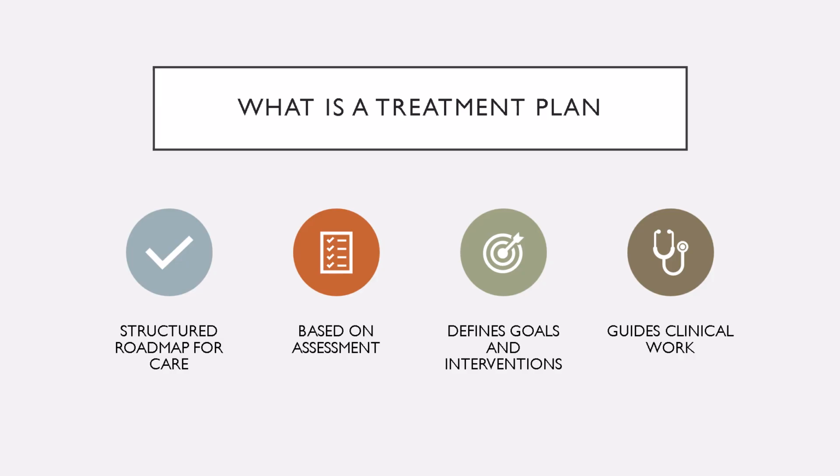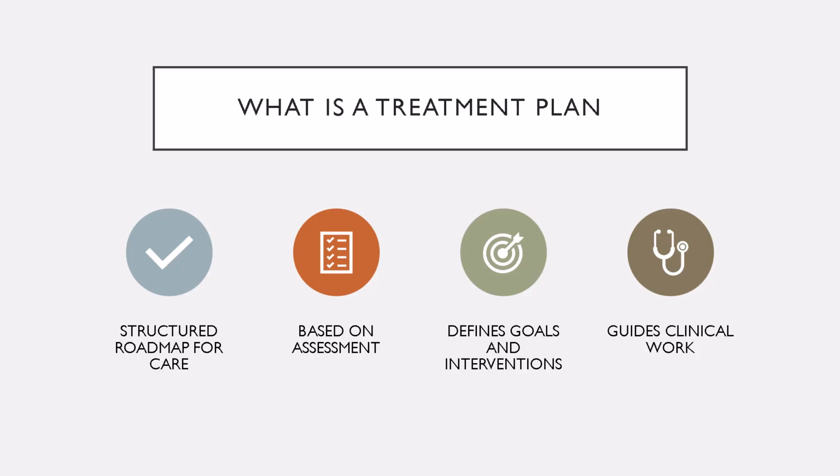So a treatment plan is best understood as a structured roadmap for care. It's taking the information that you gathered during assessment and organizing it into a really clear plan for how you're going to help the client to move forward. This is not just about identifying problems. It's about defining the goals and outlining the steps needed to reach those goals. And one of the biggest mistakes that counselors make is treating the treatment plan as a static document. In reality, the plan needs to be dynamic and responsive to the client's progress.